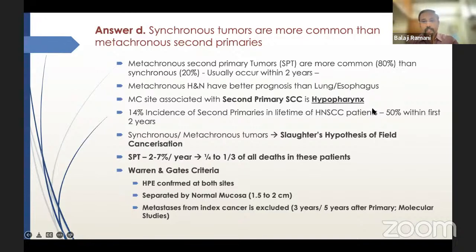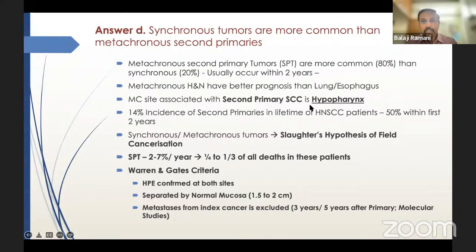So essentially, when you have synchronous tumors, the interval will be less than 6 months. Metachronous is going to be greater than 6 months. And the incidence is somewhere around 2 to 3 percent per year. So that is the incidence that you get, roughly speaking. So that is what I was typing, nothing else.